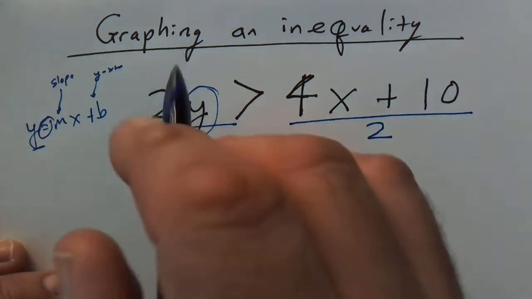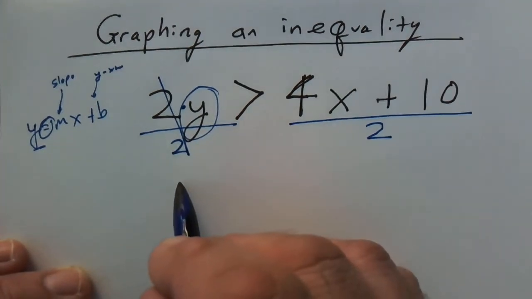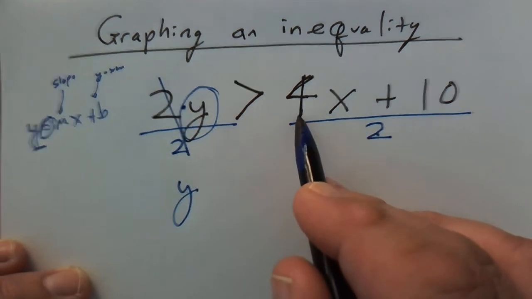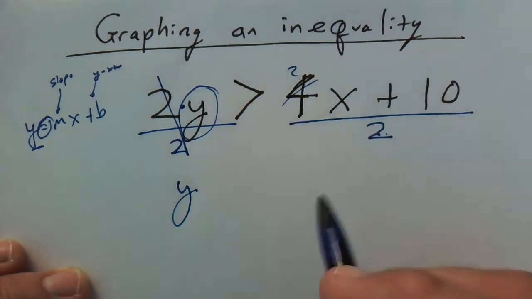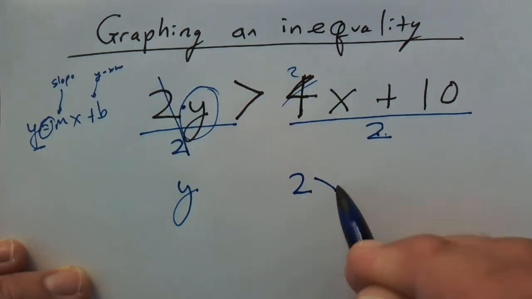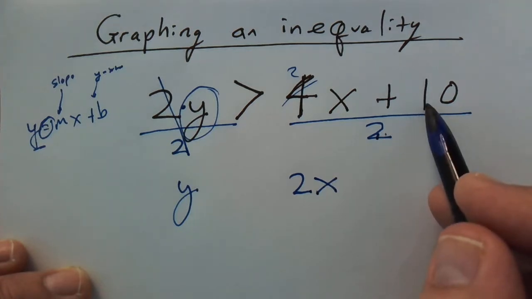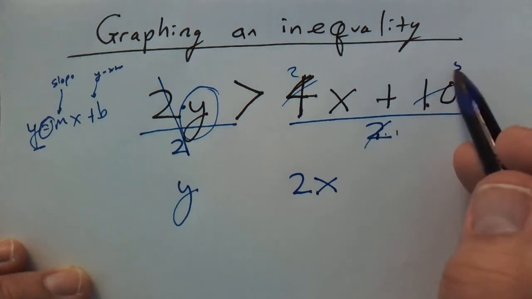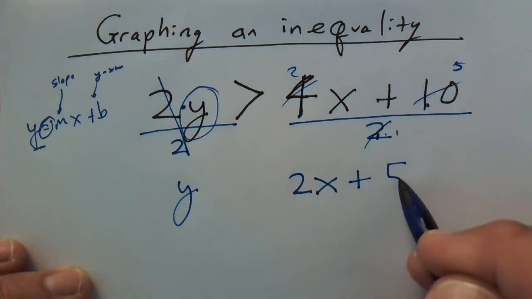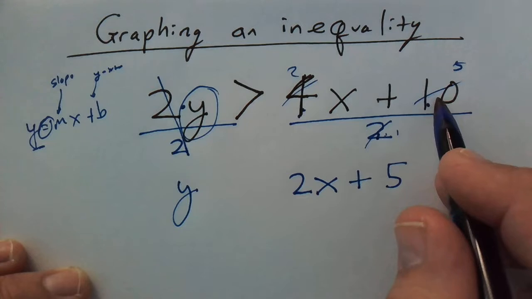So let's go ahead and simplify this a little bit. 2 divided by 2 is 1, so I just cross those out like that, and that leaves on this side a y. On this side, 2 goes into 4 2 times, so the x stays there with it, so we have 2x. And 2 goes into 10 5 times, and I bring down the plus 5. So 2x plus 5. 2 divided into the 4 and into the 10.